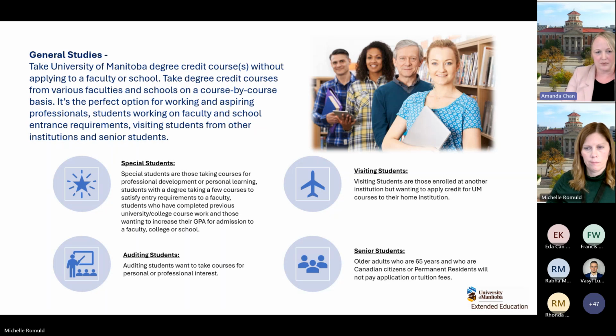So you can see they're kind of separated in 4 different categories. You have special students, so those that are looking to take courses for professional development and personal learning. Auditing students, for anyone that wants to take courses for personal interest. Visiting students are those who are enrolled at another institution but want to get some credit at U of M. And then senior students are those 65 and older who are Canadian citizens or permanent residents. They will not pay application or tuition fees.